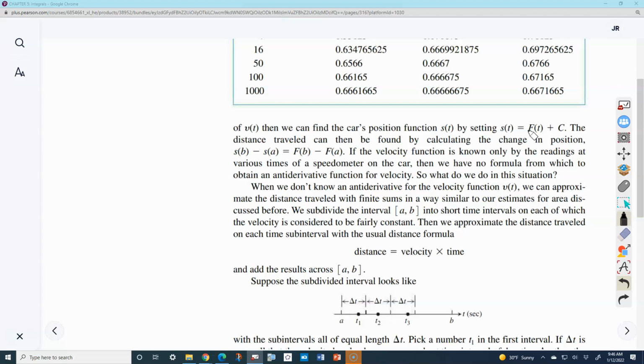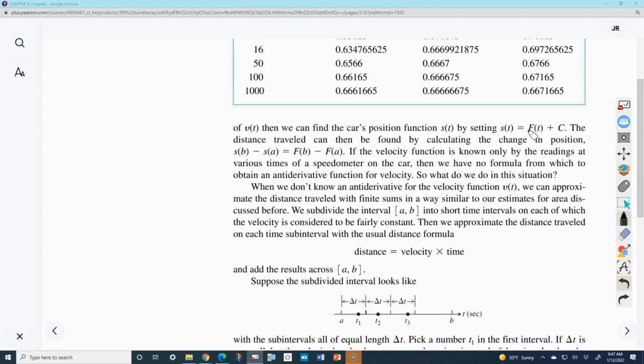When we don't know an antiderivative for the velocity function v of t, we can approximate the distance traveled with finite sums in a way similar to our estimates for the area discussed before. We subdivide the interval a to b into short time intervals on each of which the velocity is considered to be fairly constant. Then we approximate the distance traveled on each time subinterval with the usual distance formula.